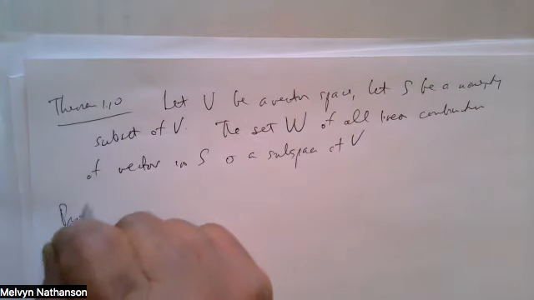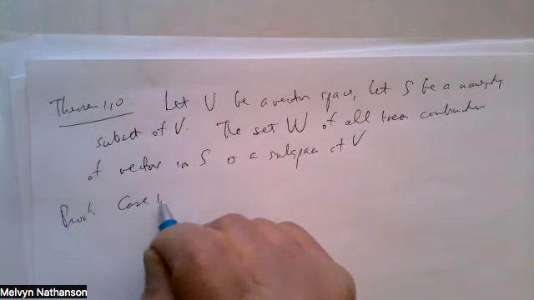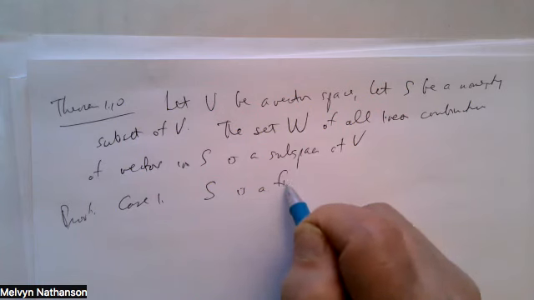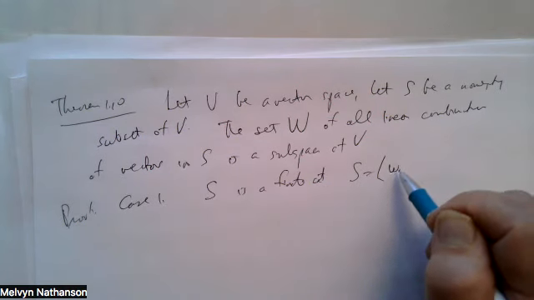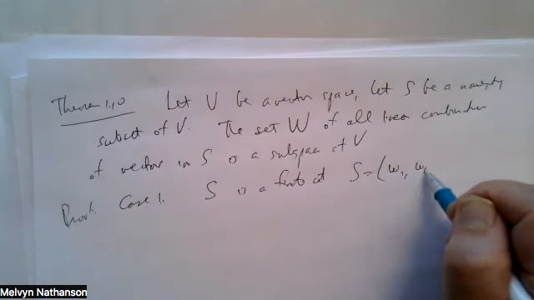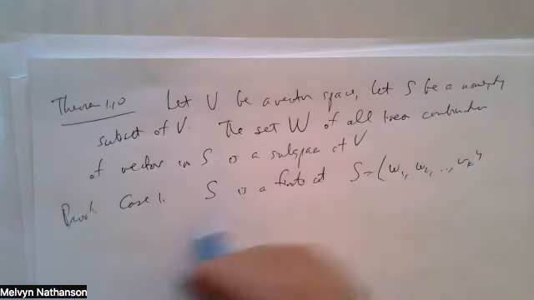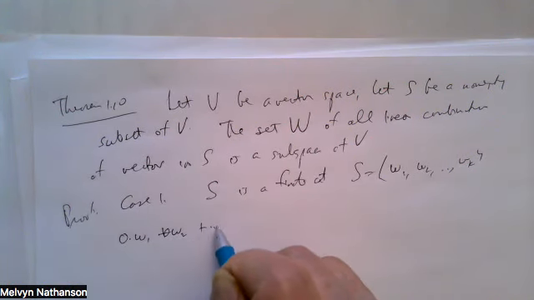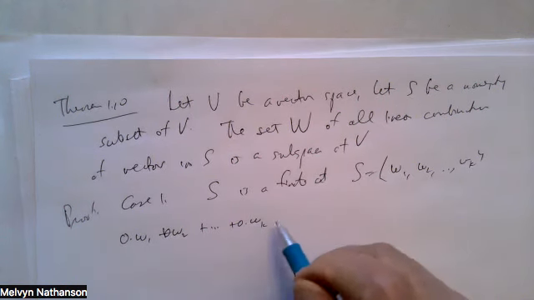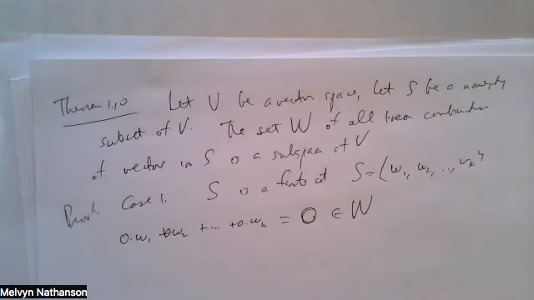So, proof. Suppose S, so this is the basic case, S is a finite set, not an infinite set. So S consists of vectors, say W1, W2 up to WK. If I take 0 times W1 plus 0 times W2 and so forth, plus 0 times WK, that's a linear combination, and that's the 0 vector. So that's in W, because W is all linear combinations.